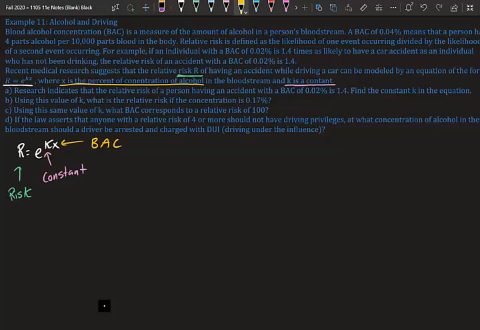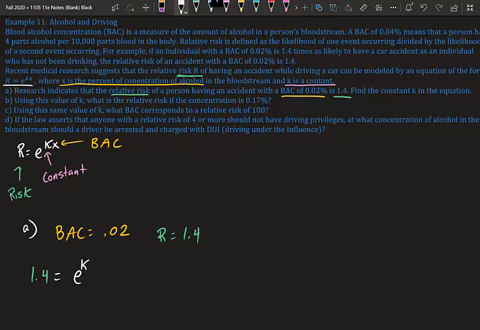So part A, research indicates that the relative risk of a person having an accident with BAC of 0.02% is 1.4. Find the constant k in the equation. So in part A, it tells us the BAC is 0.02. So we're given BAC equals 0.02. And the risk is 1.4. We need to find the constant. So we have 1.4 equals e to the power of k, that's what we're trying to find, times x, which is our BAC of 0.02.